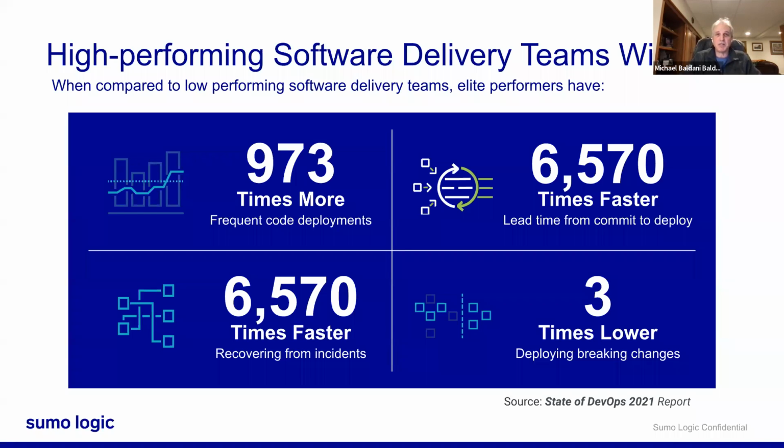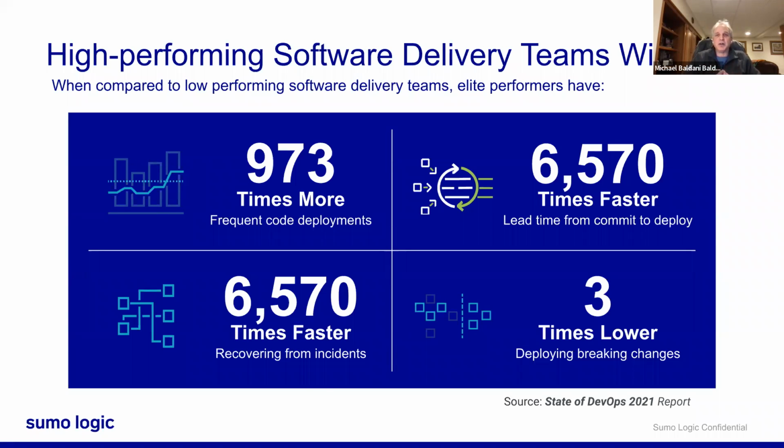So elite performers, based on the last DevOps assessment report, when you look at just deployment frequency, they're actually deploying 973 times more than low performing teams and organizations. Their lead time is also 6,500 times faster, which is an astounding number. I didn't think I'd ever see it this high over the last 6 years that they were doing this research. But 6,500 times faster than the low performing teams, while they're actually recovering 6,500 times faster from any incidents. And then their change failure rate is actually really lower, 3 times lower than lower performing teams.